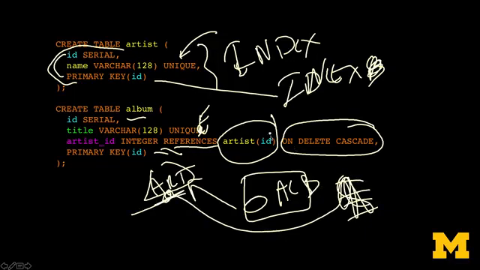And that's because it knows we deleted one of these artists. It goes and finds all of the corresponding album entries and deletes them. So we cascade a delete from the artist table into the album table, and that's what on-delete cascade means.